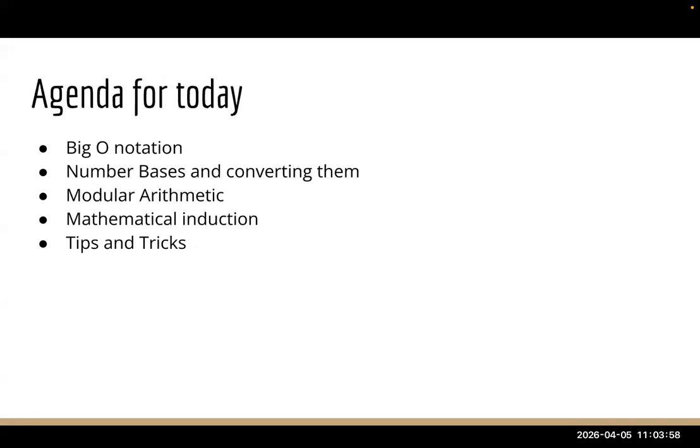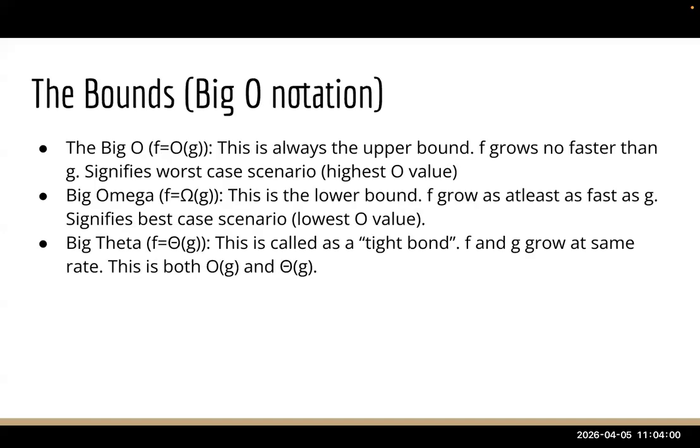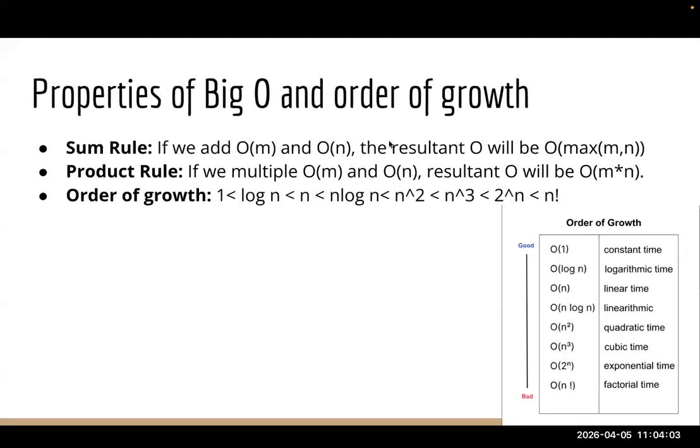Now, properties of big O and the order of growth. So, how do we want to calculate big O? There are two rules that we'll be using. The first one is the sum rule. If we add O(m) and O(n), the resultant O will be O of max(m, n), so it'll just be the maximum out of m and n. And the product rule, we just multiply the values of m and n when we want to calculate the product of two different functions.